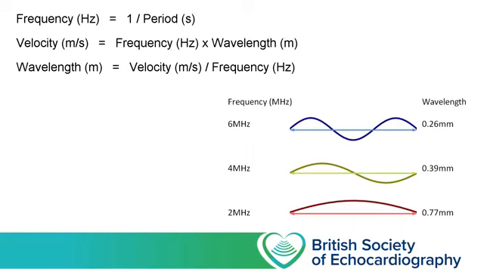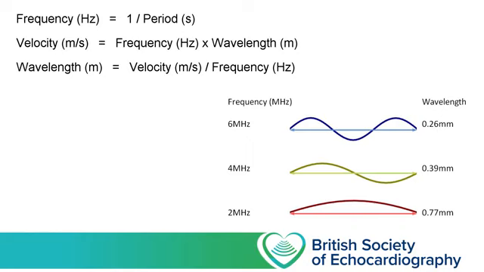Human hearing can typically detect sounds that have a frequency of between 20 Hz and 20,000 Hz, whereas medical ultrasound uses frequencies many times greater than this. In adult echocardiography we typically use frequencies in the range of 1 to 8 MHz, 1 to 8 million Hz, or 1 to 8 million periods per second.